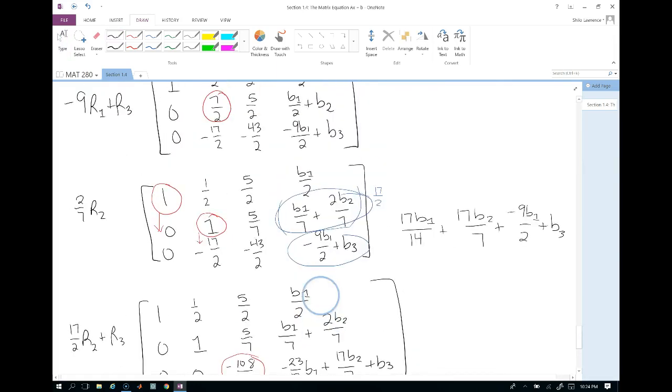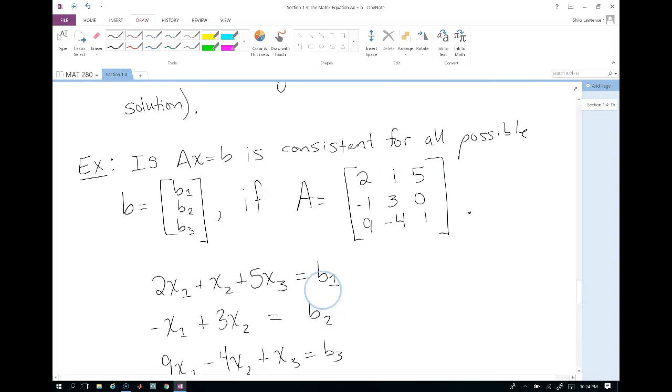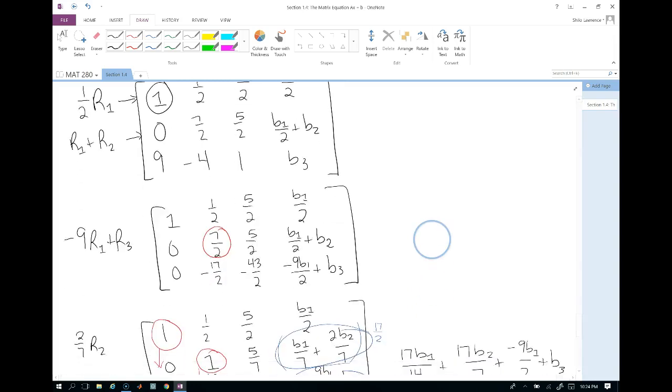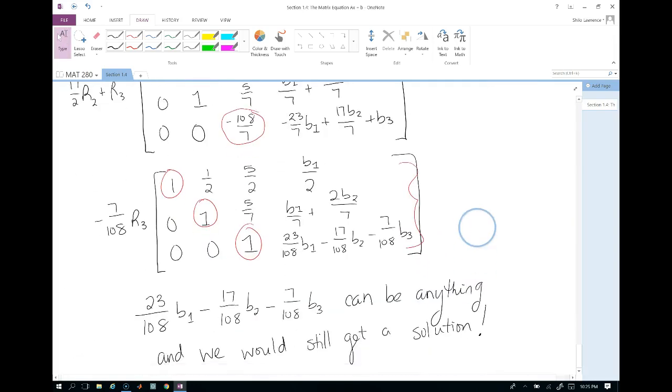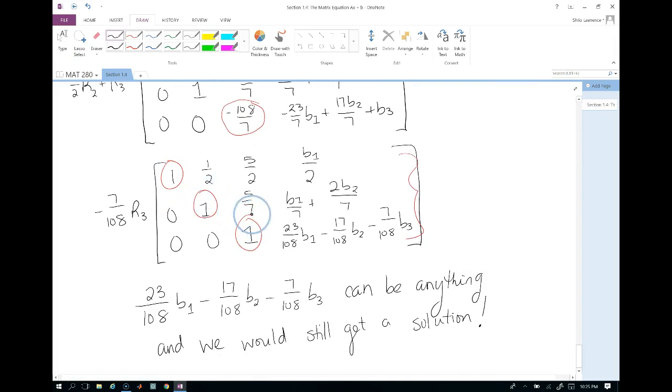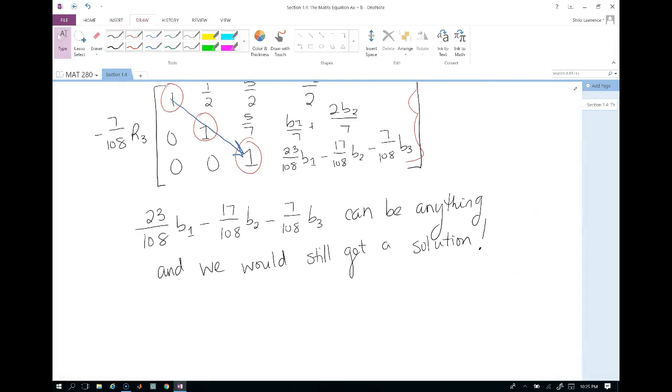Because what we were asked at the beginning was, is AX equals B consistent for all possible B if A is 2, 1, 5, negative 1, 3, 0, 9, negative 4, 1. And it will be, no matter what is in the B column. Our coefficient matrix gave us those ones on that diagonal, which is ideal. Ones on that diagonal right there means we'll always have a single solution.